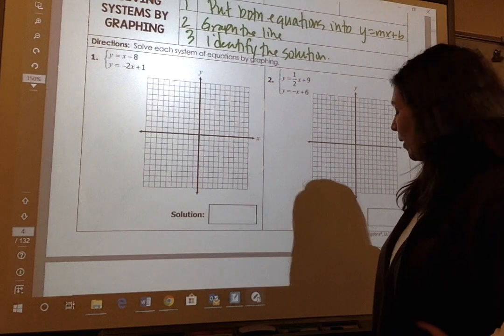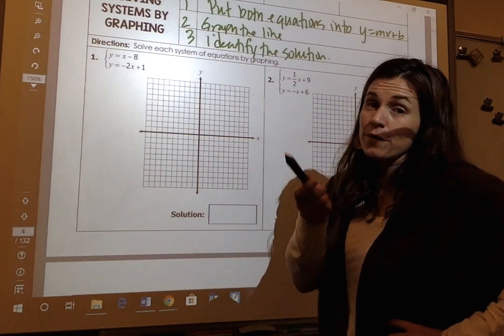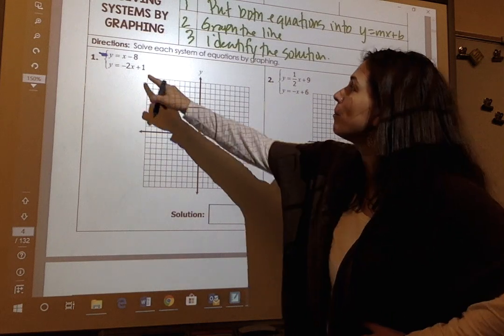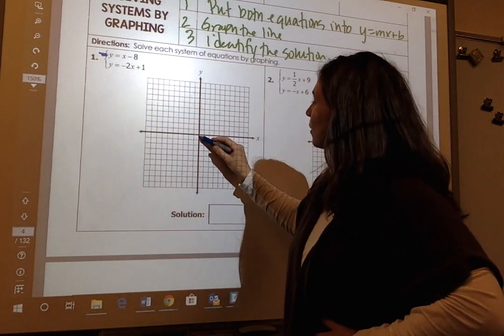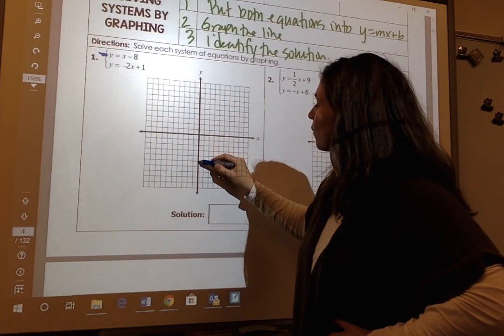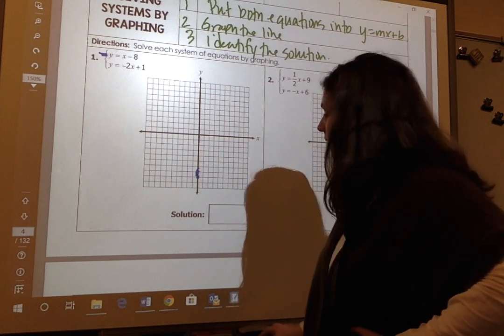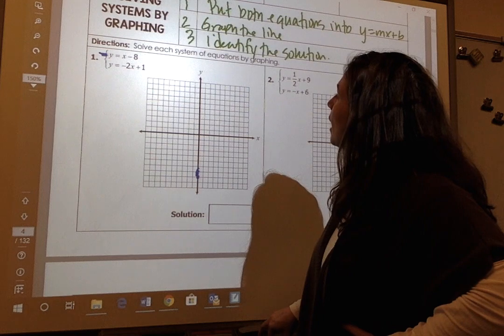So let's look at number 1. And I'm going to graph the first one in blue, and I'll put a mark that means that's the color that I'm looking at. So my intercept is -8, so I'm going to go down 1, 2, 3, 4, 5, 6, 7, 8. Oh, I'm way off. Let me calibrate this. Sorry, guys.